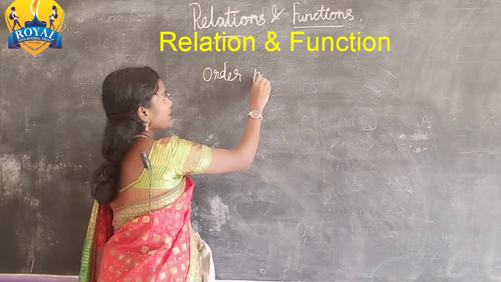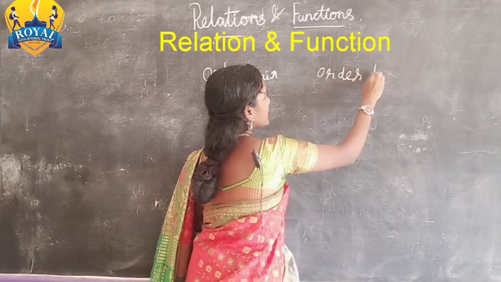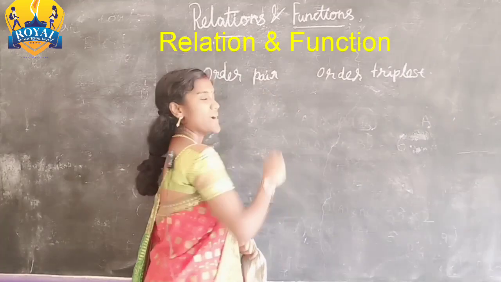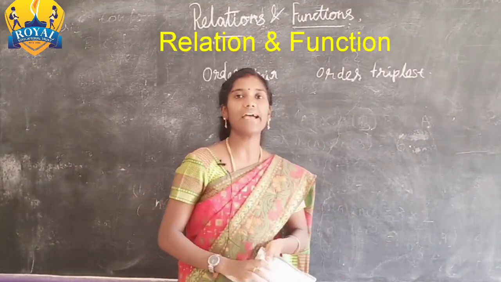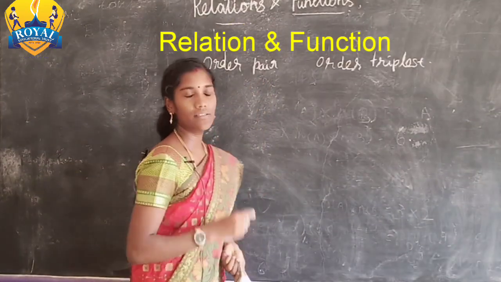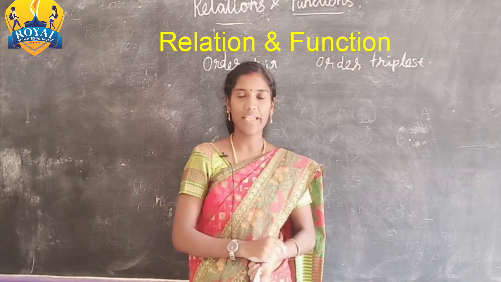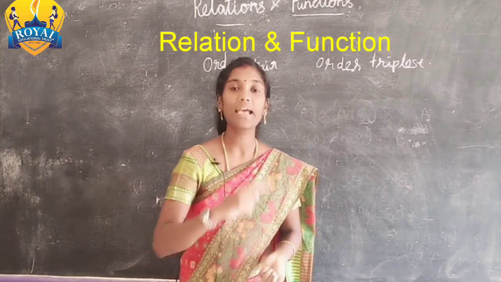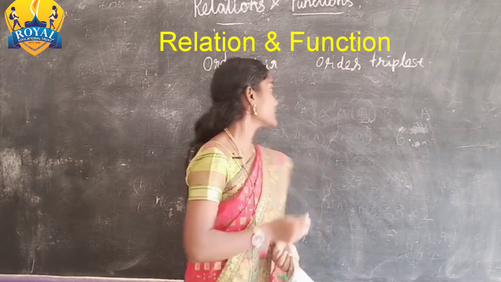Next, ordered pair, ordered triplet. Pair means the elements have 2. Triplet means the elements are 3. If two elements make a Cartesian plane, it makes one shape. If 3 elements make a Cartesian plane, it makes one shape. Could you know the shape?